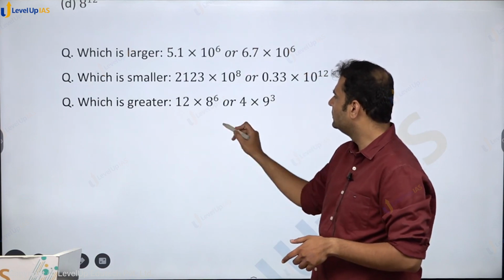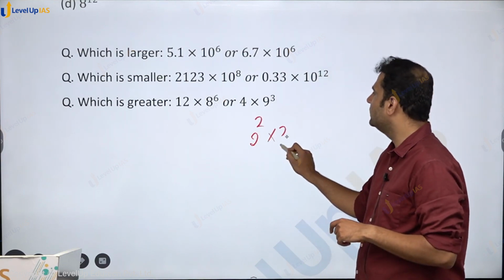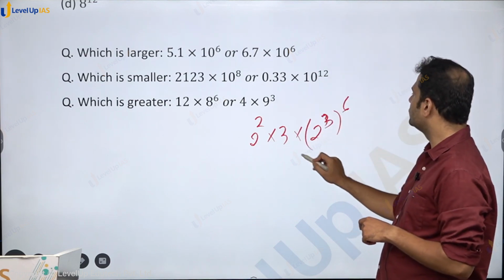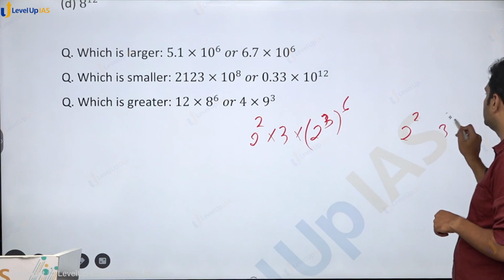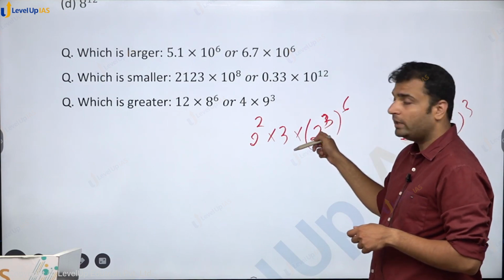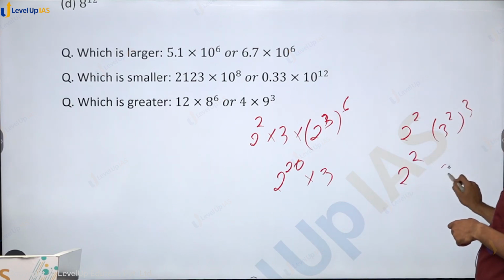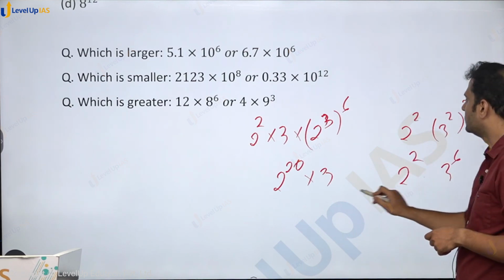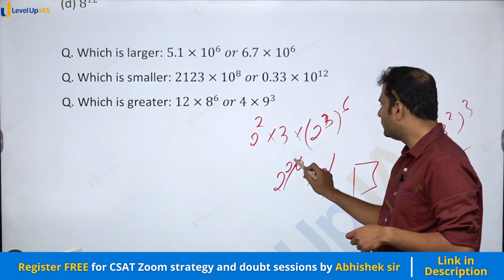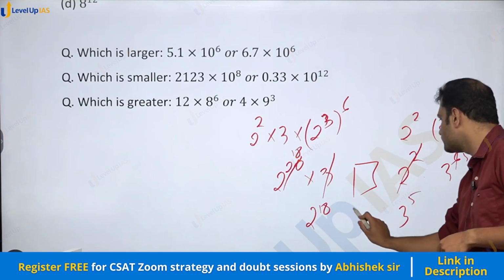Then we have 12 into 8 raised to 6. The prime factorization of 12 is 2 square into 3, and 8 is 2 cube, na? So we have 2 square into 3 into 2 cube raised to 6. And here we have 2 square and 3 square raised to 3. Again, I'll simplify. 2 square, this is 2 raised to 6, 3 is 18, 18 and 2, 20, 2 raised to 20 into 3. Here we have 2 square and 3 raised to 6. One 3 can be cut, it will become 3 raised to 5. Here we'll have 2 raised to 18. So we have to compare 2 raised to 18 and 3 raised to 5.